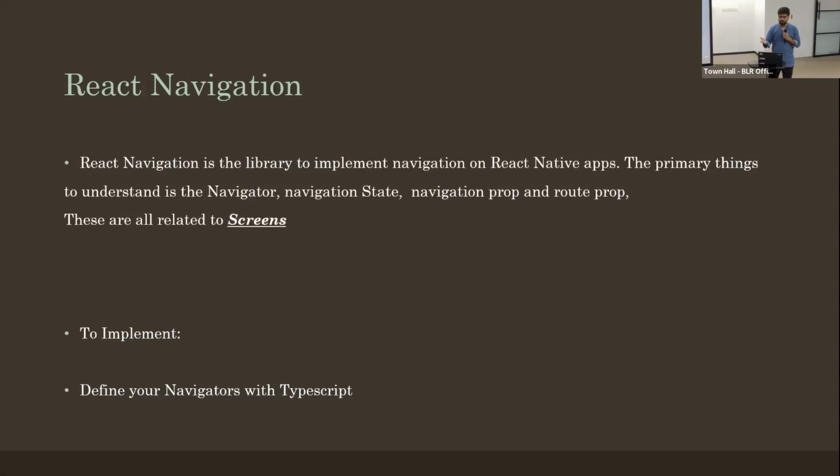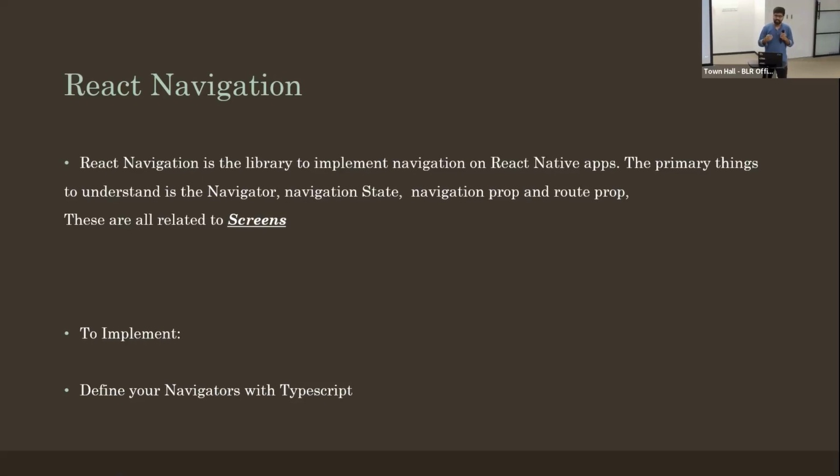React Navigation was the first navigation setup for React Native apps. It is the library to implement navigation on React Native that I told you about. Sorry, it's my first talk, kindly ignore the stutter. To understand the navigator of React Native navigation, there are primarily four things that you should put in your glossary. First is navigator, second is navigation state, third is the navigation prop, and fourth is the route prop.